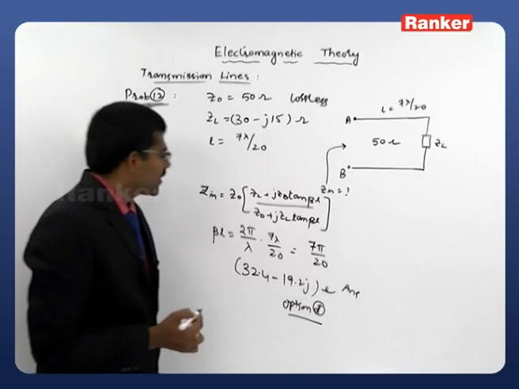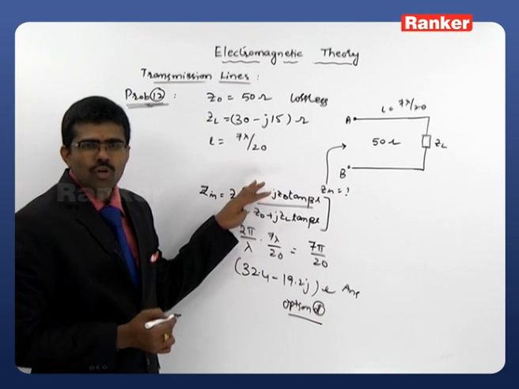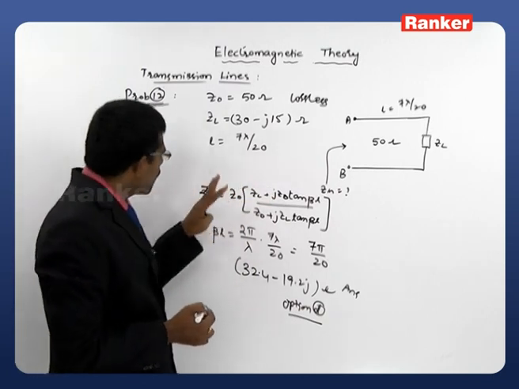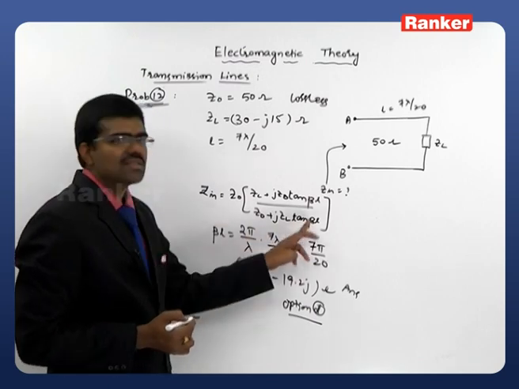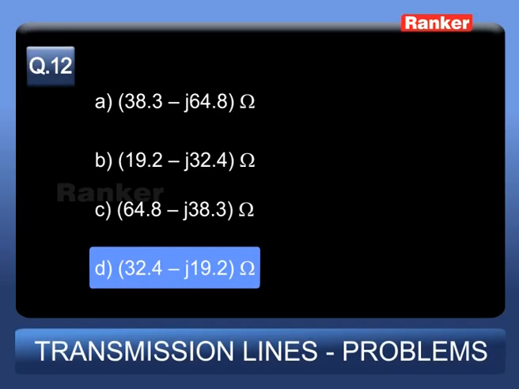So there is nothing except substitution in this particular problem. What you are supposed to do is just take this beta L. Beta L equals 2 pi by lambda into 7 lambda by 20, that is 7 pi by 20. This is the solution for this question.